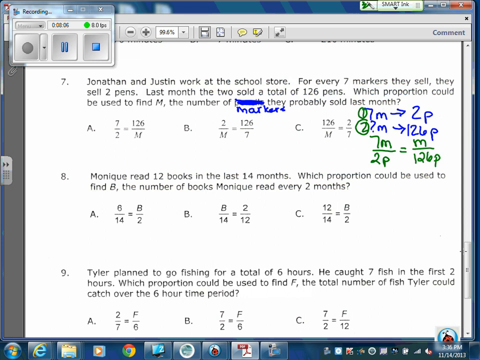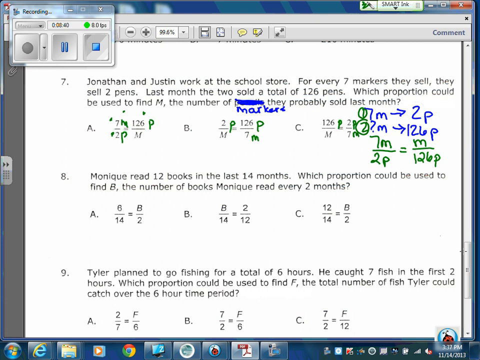So the first thing I can do is go back in my question and label. 7 should be markers, 126 pens, 2 pens, and then markers. I don't have marker to marker, so these would not work. Here we have 2 pens, so 126 pens, markers to markers. Okay, so the labels seem to work: 126 pens, 2 pens, markers to markers. So now it looks like B and C.